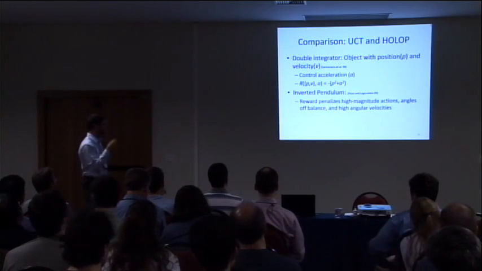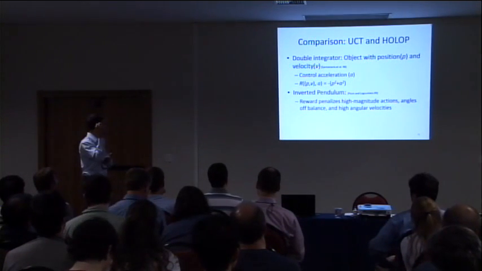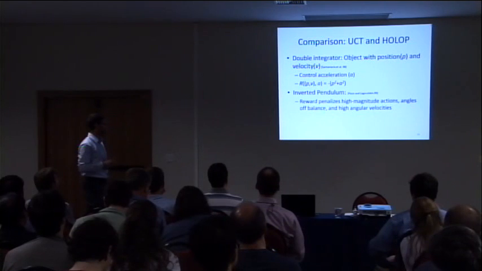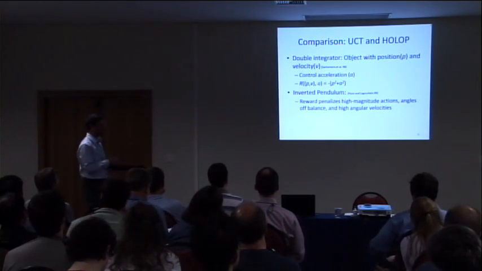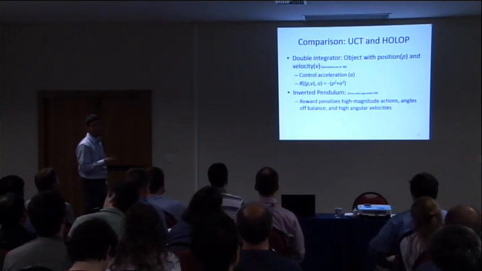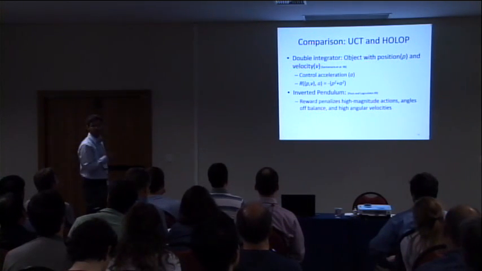The reward is the negative sum of squares of the position and the acceleration that's applied. In the inverted pendulum, we're controlling a force at the base of the pendulum, and we want to prevent it from falling down. The particular reward structure we use penalizes high magnitude actions, high angular velocities, and high angular momentum.